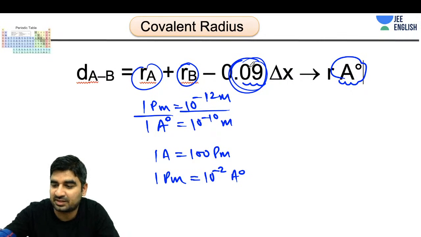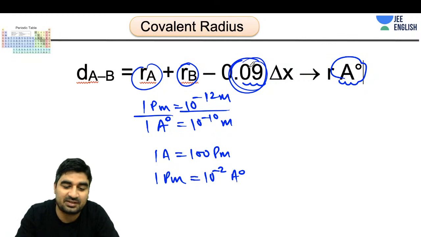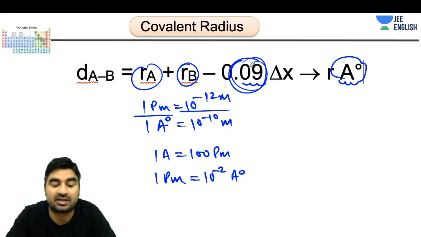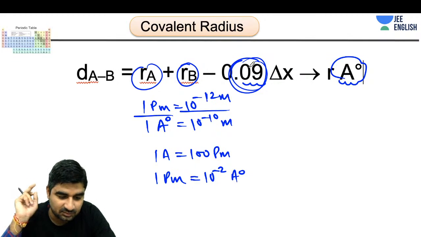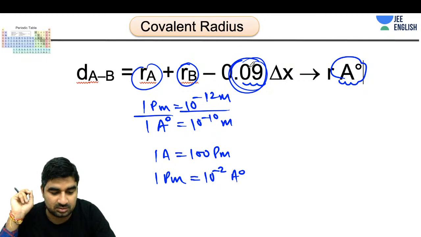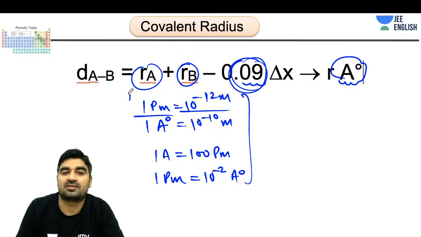Yes, physics wala junior, surely I will explain. Today's topic is covalent radii. Definitely in the next class I am going to take ionization energy and electron affinity, and surely I will take it in detail. Don't worry about it.